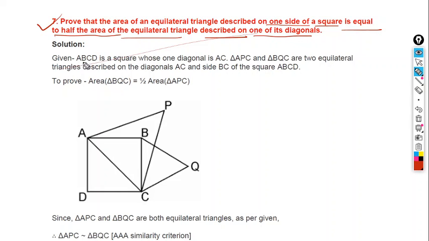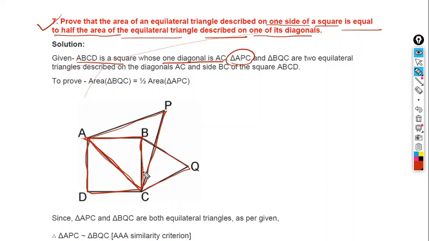Okay, so given is ABCD is a square. One of the diagonals is AC. Triangle APC and triangle BQC are two equilateral triangles. These two triangles are equilateral and they are described on diagonal AC and side BC respectively.